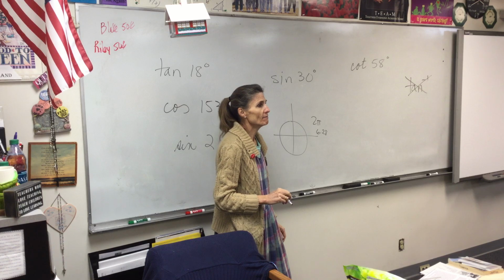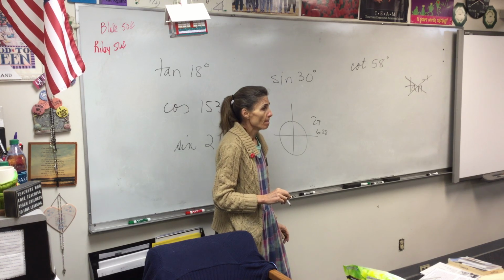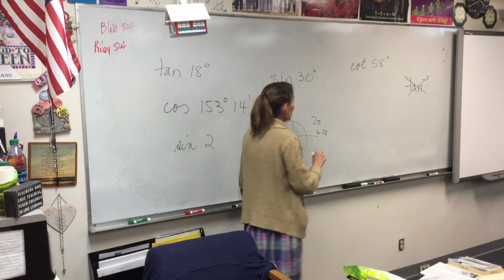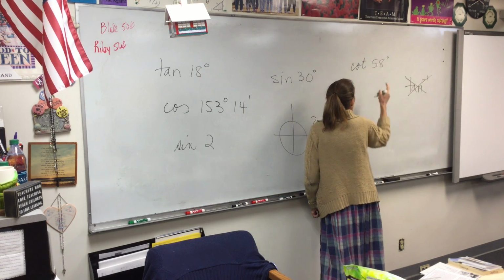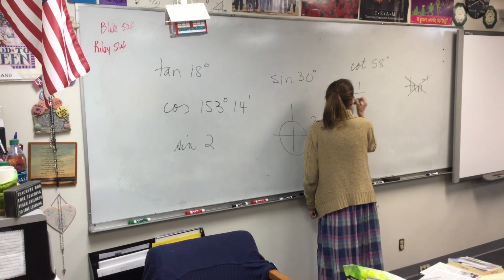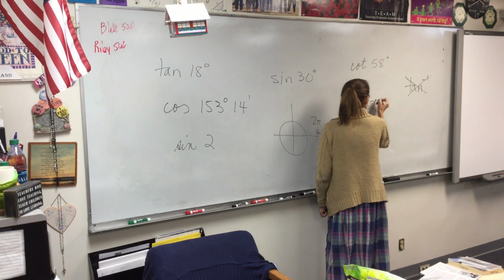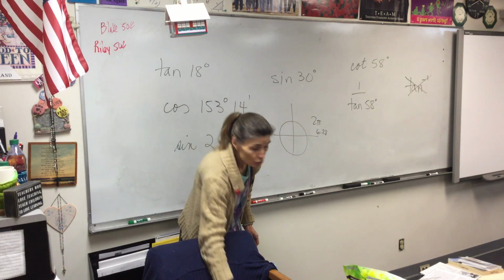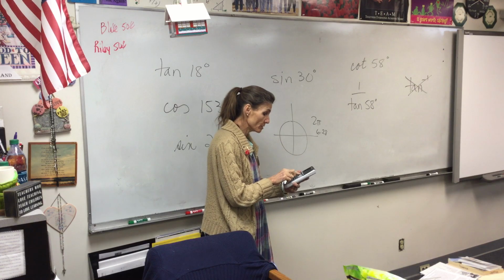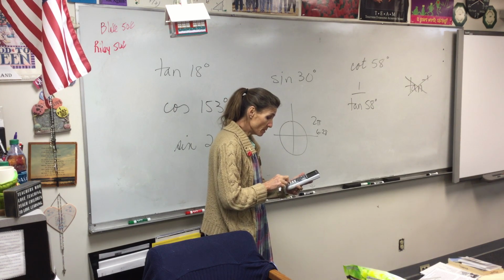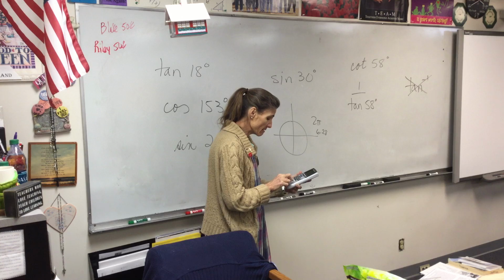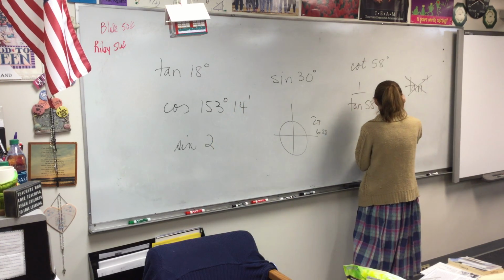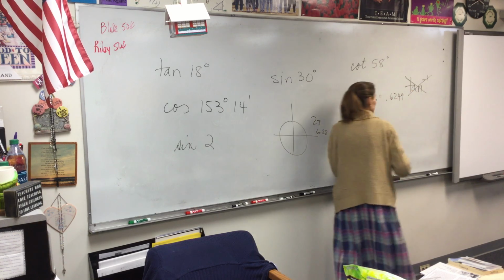What's cotangent by definition? Reciprocal of tangent. So if I want the cotangent, I have to physically type 1 divided by tangent 58. If you want a cotangent, make sure you're in degrees, and you're going to type in 1 divided by tan 58. So the cotangent is 0.6249.